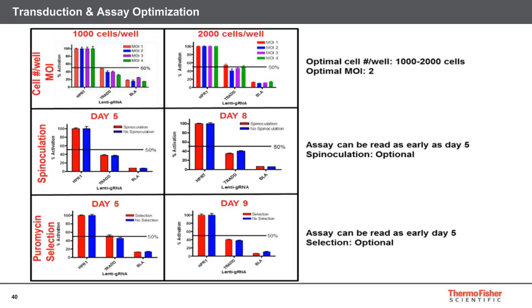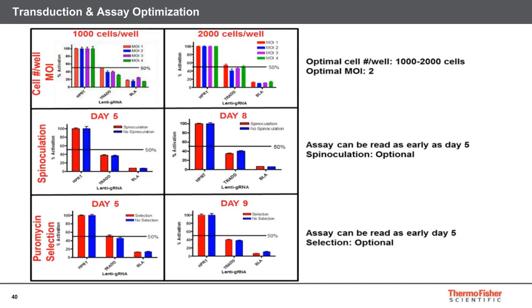And the next condition that we looked at was spinoculation. This is when we transduce the cells or overlay the cells with lentivirus and spin it at high speeds of like 2500 for 30 minutes. So in certain cell types, this is shown to be useful. So we wanted to see if spinoculation is needed in this case or not. And when we compared, spinoculation is shown by the red bars here.